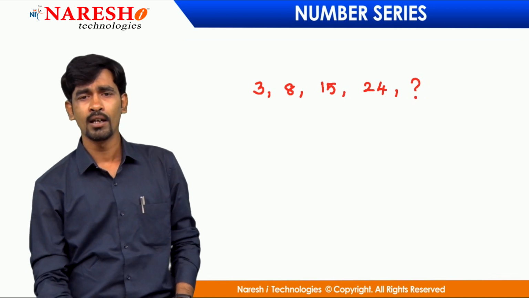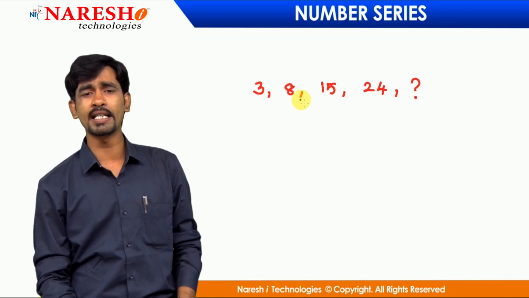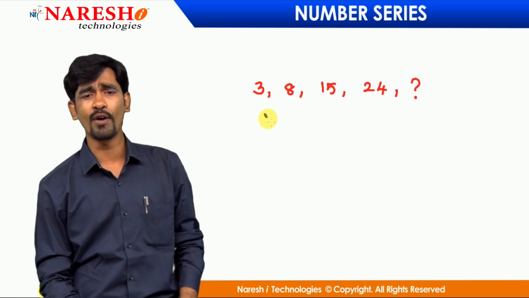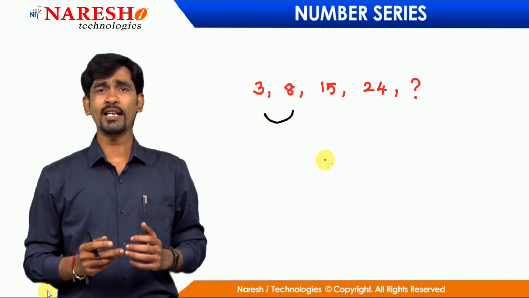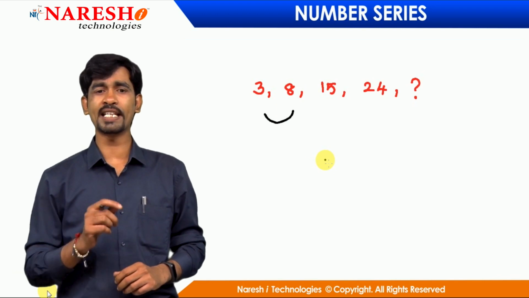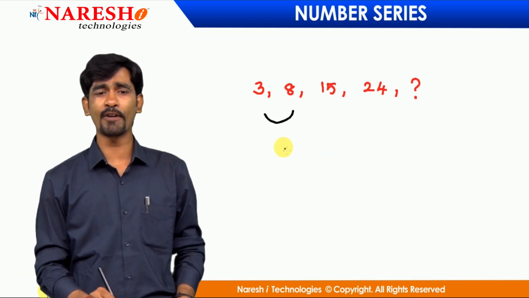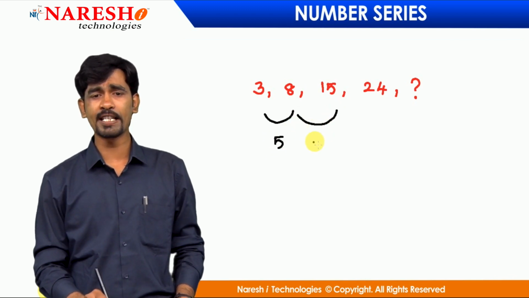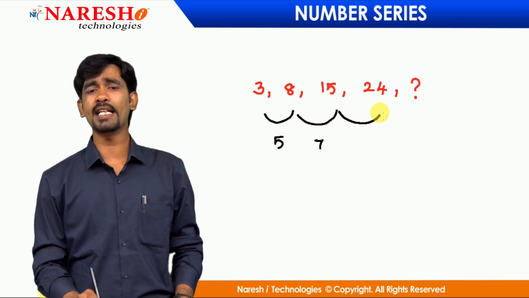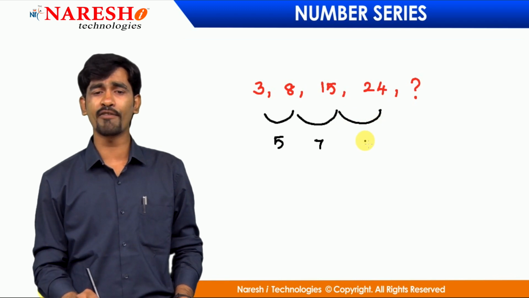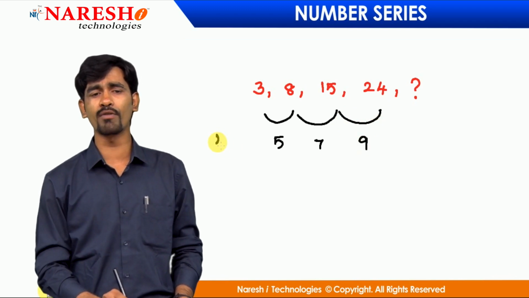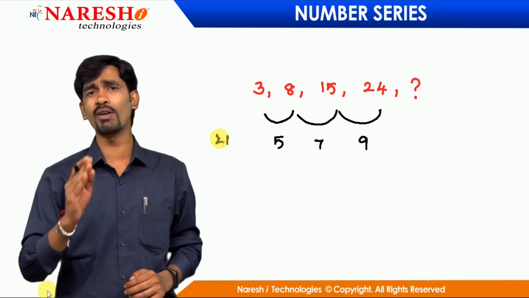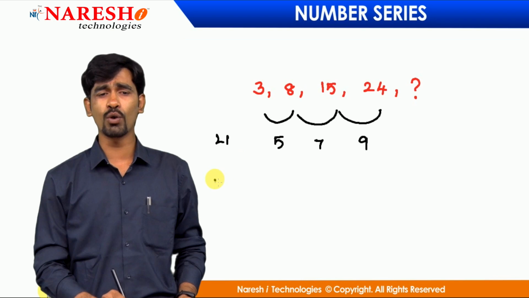If you look, the given numbers start with 3, 8, 15 and 24. They are asking you to find the next term, so please go for the levels of differences. 3 to 8, the difference is 5. 8 to 15, the difference is 7. 15 to 24, the difference is 9. So this is level 1 of the differences which I got. If you are unable to understand the logic in level 1 of the difference, go for level 2 of the difference.